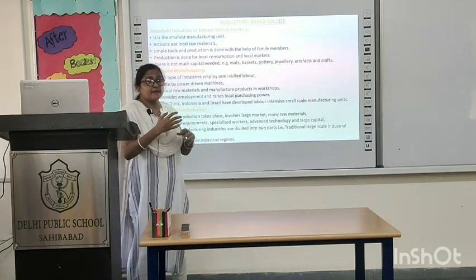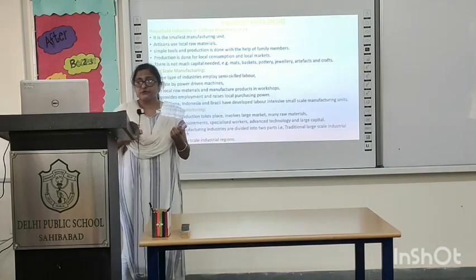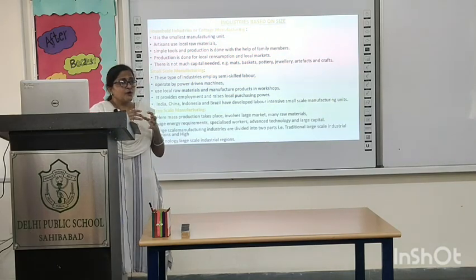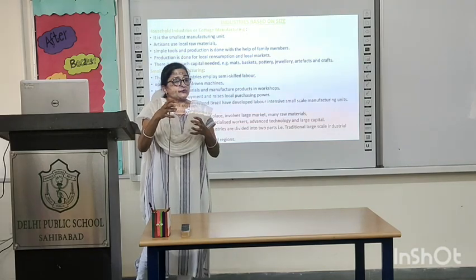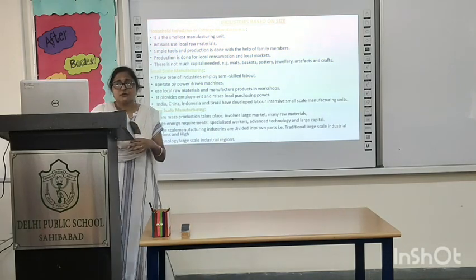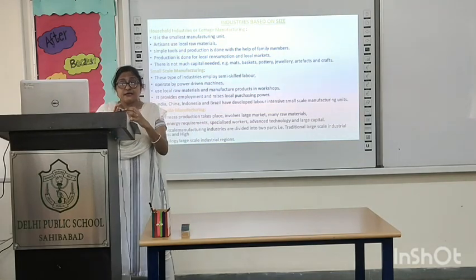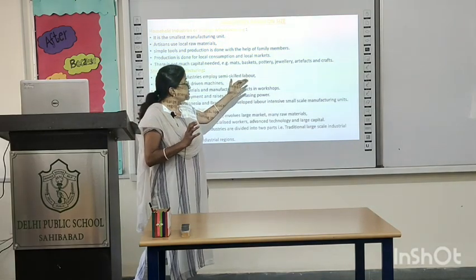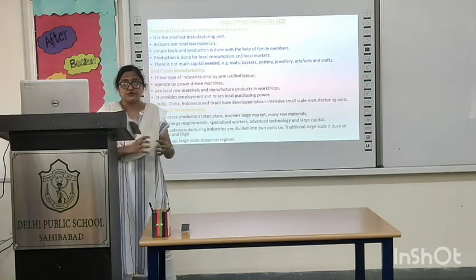Artisans use local raw material. They don't need any type of mechanization for their industries. There are simple tools and production is done with the help of family members. All family members play an important role here. They all together use that raw material and make different things with it. Production is done for local consumption, for the local market. There is not much capital needed. Examples are mats, baskets, pottery, jewelry, artifacts and crafts. These are some examples of household industries.